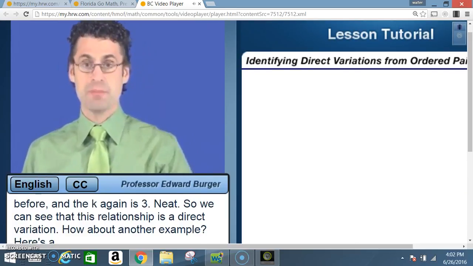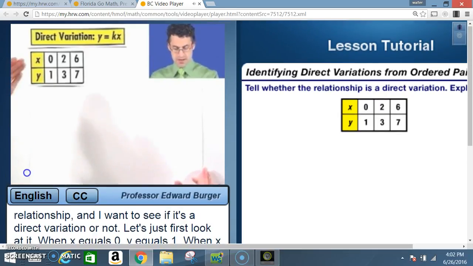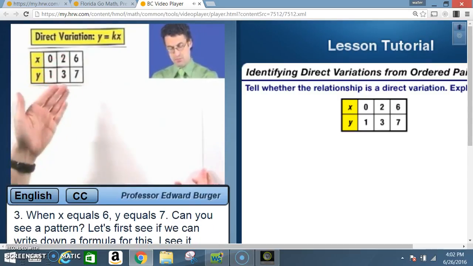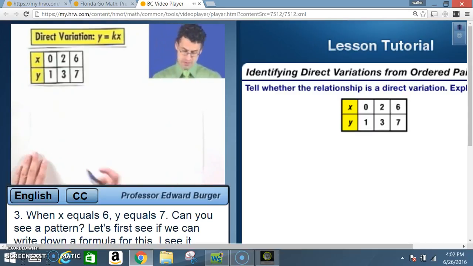So here's a relationship, and I want to see if it's a direct variation or not. So let's just first look at it. When x equals 0, y equals 1. When x equals 2, y equals 3. When x equals 6, y equals 7. Can you see a pattern? Let's first see if we can write down a formula for this.